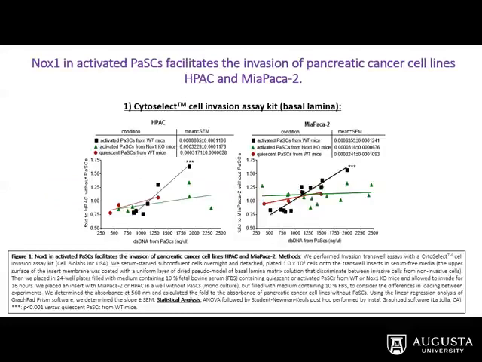Using the CytoSelect cell invasion kit, we found that the presence of increasing amounts of activated pancreatic stellate cells from the wild-type mice with chronic pancreatitis increased the invasion of HPAC cells and MIA PaCa cells, and the lack of NOX1 reduced this effect. The presence of NOX1 knockout pancreatic stellate cells did not increase the invasion as much.